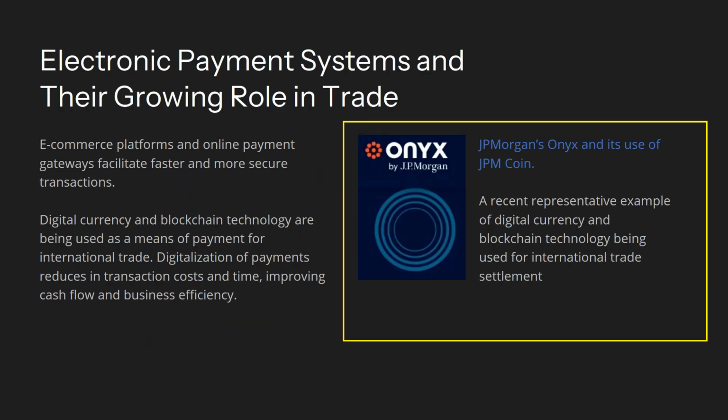This page provides a brief overview of recent trends in electronic payment systems. A recent representative example of digital currency and blockchain technology being used for international trade settlement is JP Morgan's Onyx and its use of JPM Coin. JP Morgan Chase, one of the largest banks in the world, launched its own digital currency called JPM Coin in 2019, which is based on blockchain technology. This digital currency is used primarily for facilitating instant payments and settlements between institutional clients.